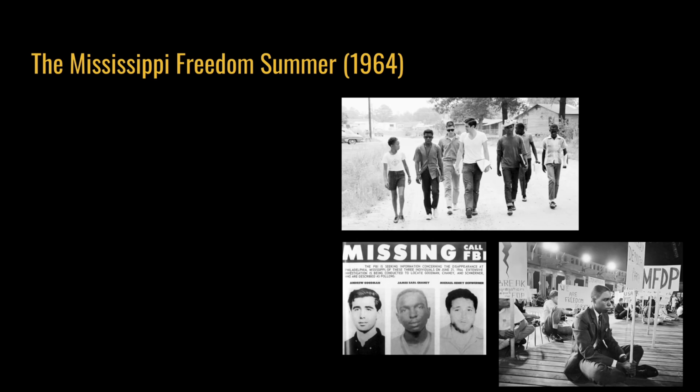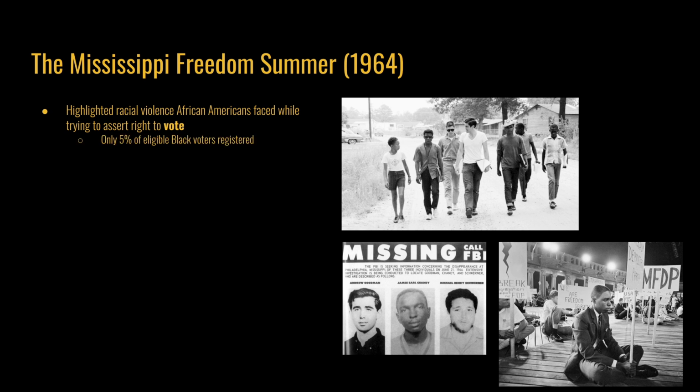In the summer of 1964, the Mississippi Freedom Summer highlighted the brutal racial violence African Americans faced while attempting to exercise their right to vote. In Mississippi and other southern states, only 5% of the eligible black voters were registered, as most were intimidated into staying away from the polls or disqualified by discriminatory education and literacy requirements imposed by the state.